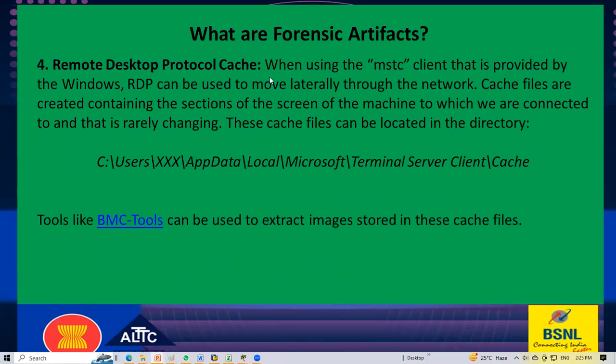Now, remote desktop protocol caches. When using mstsc, the client provided by Windows RDP can be used to move laterally through the network. Cache files are created containing sections of the screen of the machine to which we are connected, which keep changing. These cache files can be located in this directory. You can check here. And there is a tool like BMC tool, which you can download from github.com. Another location is also available, and it can be used to extract images stored in the disk cache file.